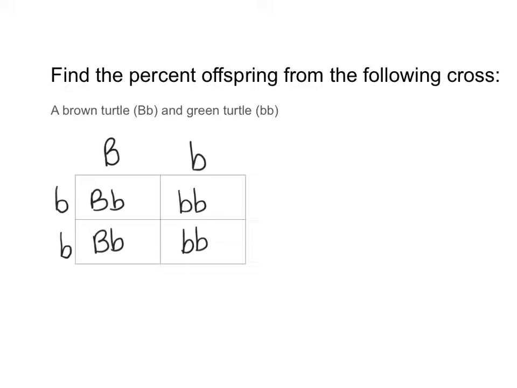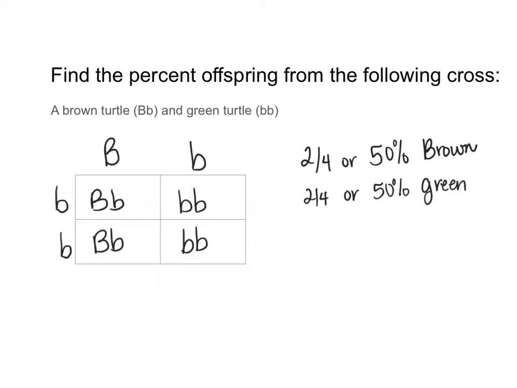So I have filled out the Punnett square with the prediction of what these offspring are going to be. You'll notice that two of them have capital letter B, and two of them have only lowercase b. So when I find the percent offspring for the following cross, and I'm looking for the phenotype, this capital B will automatically make these babies brown in color, and the two lowercase b's will make these babies green in color. So 2 out of the 4, or 50%, are brown, and 2 out of the 4, or 50%, will be green.